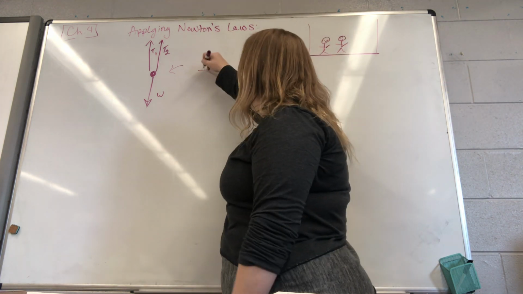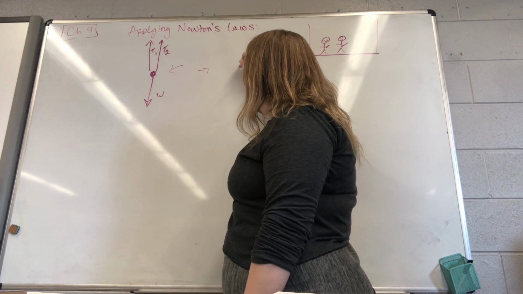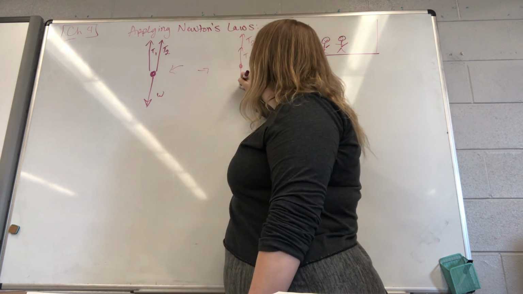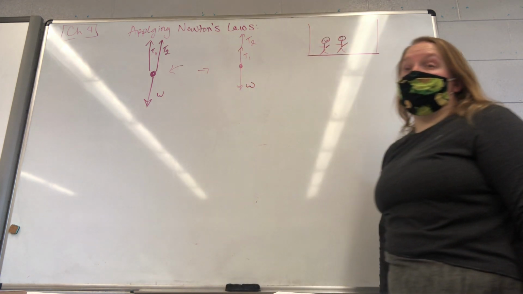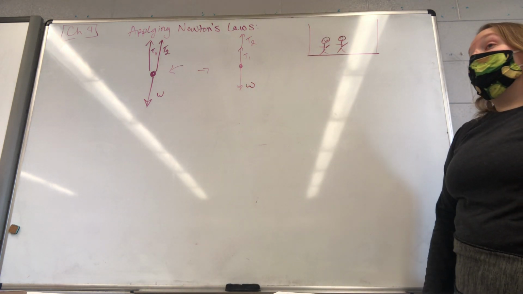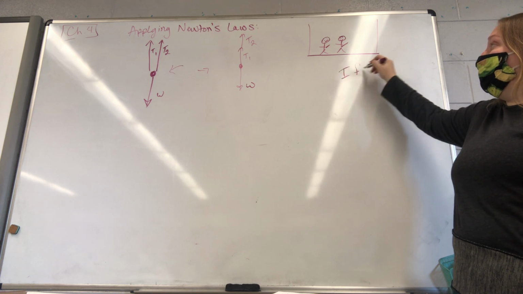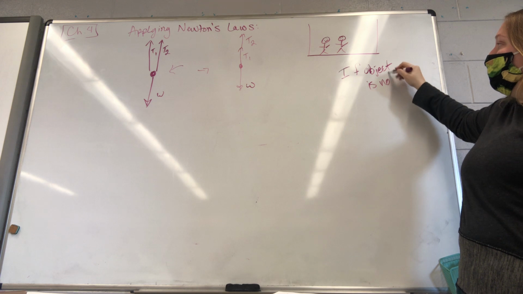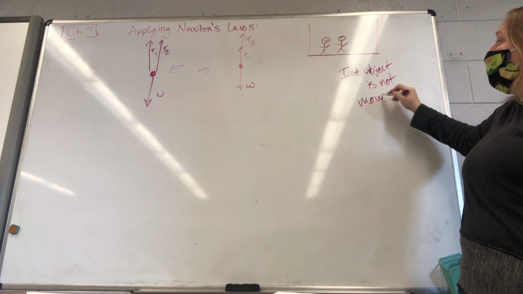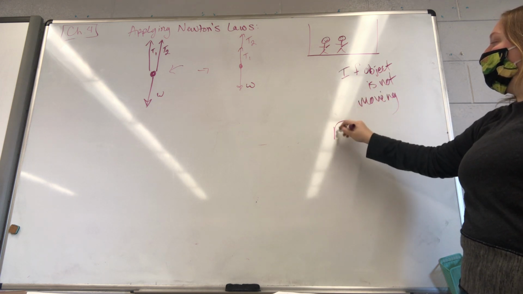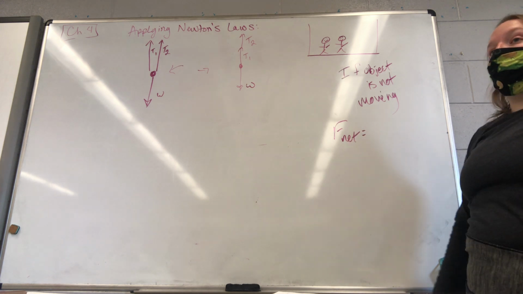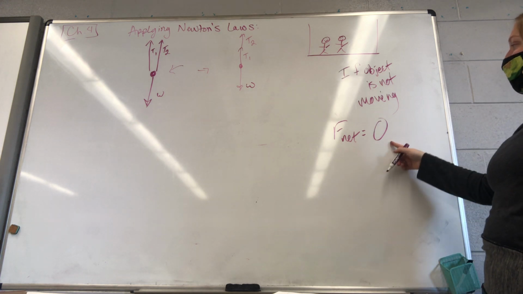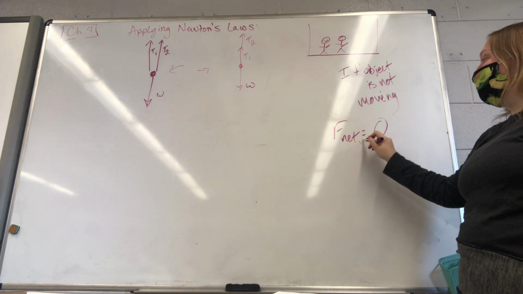The second one that I would anticipate puts them together and opposes W. Aren't they equal if the object is not moving? What do we know about Newton's second law? If the object is not moving, F net is 0, and in this particular case we're talking Y only.